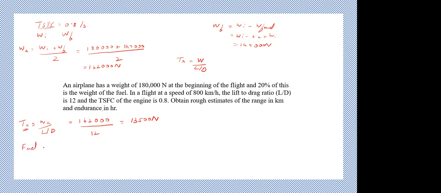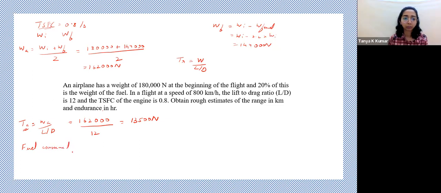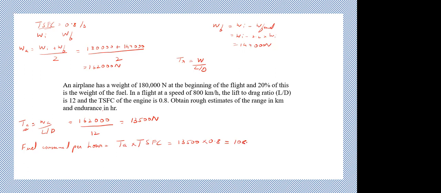We will get the rate of fuel consumption. Yes, fuel consumed per hour is equal to this average thrust required into thrust specific fuel consumption. So I do that, 13,500 into 0.8, and I get 10,800.